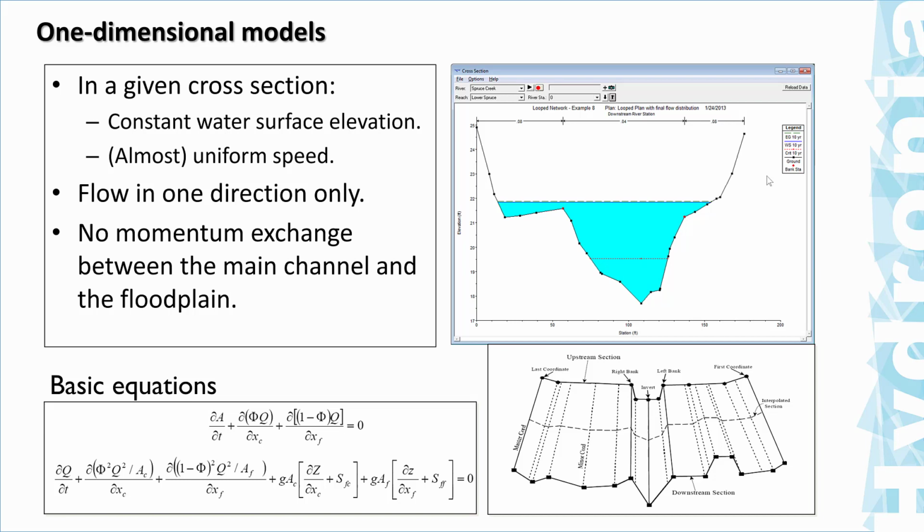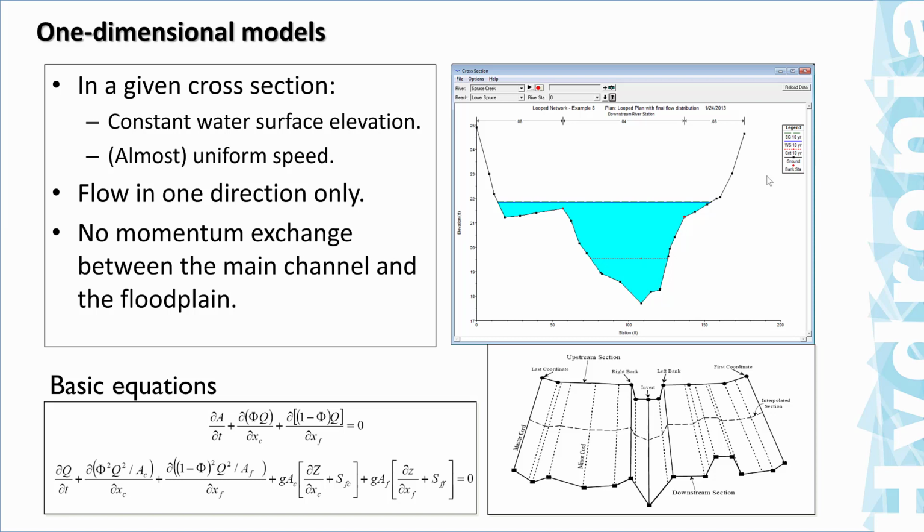The issue with one-dimensional models is that they only provide a constant water surface elevation on a given cross-section. They work by cross-sections, and also the velocity on the whole cross-section is uniform. So there is no variation of the velocity calculated on a given cross-section.